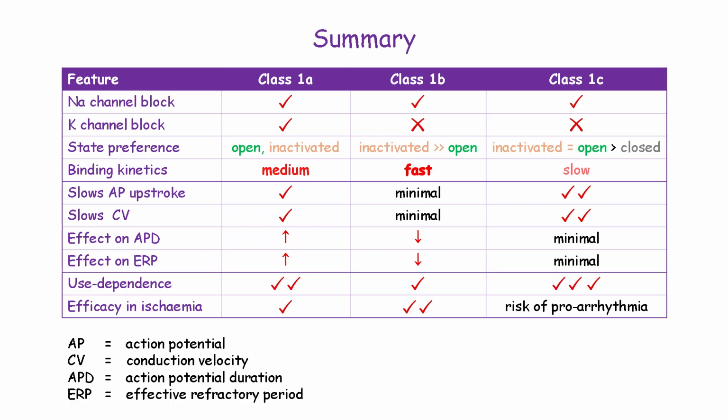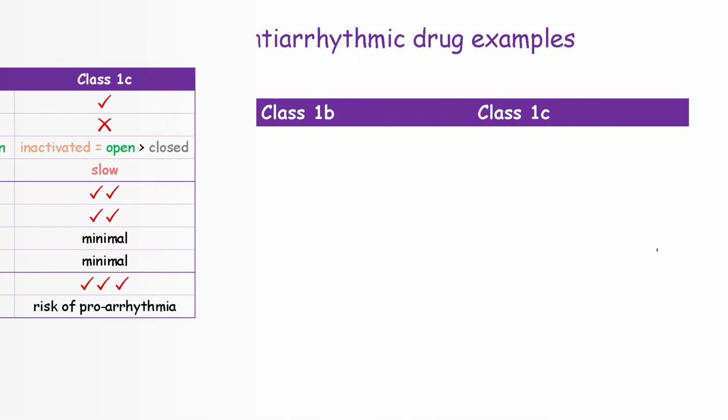Class 1A drugs show intermediate use dependence, while Class 1B drugs have weak use dependence due to the rapid unbinding. However, Class 1B drugs become especially effective in ischemia, where the persistent depolarization increases the pool of inactivated sodium channels that they prefer to block.